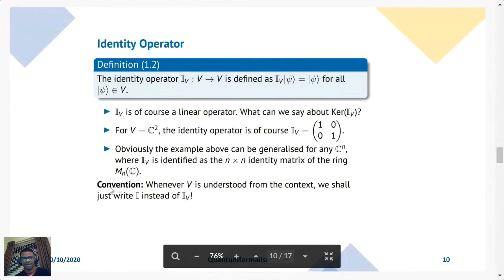Okay. A convention that we will make is whenever V is understood from the context, instead of writing I_V, repeating ourselves, we'll just write I. So if you see I, and you don't see me write I_V or I_C when we are talking with a concrete vector space, just assume it's the identity.